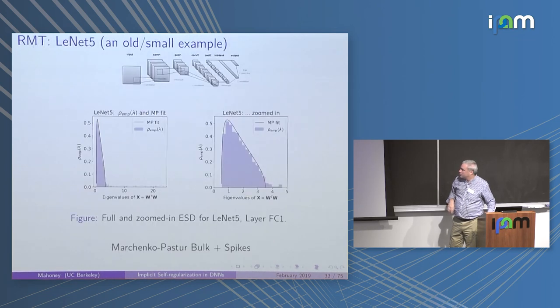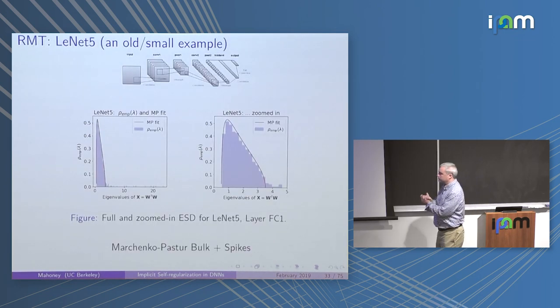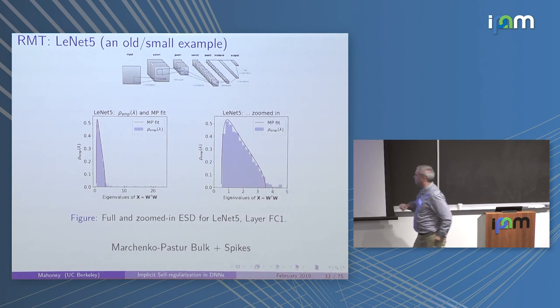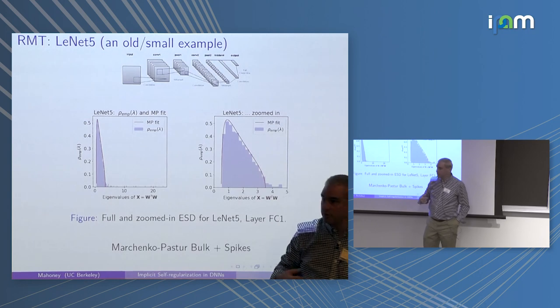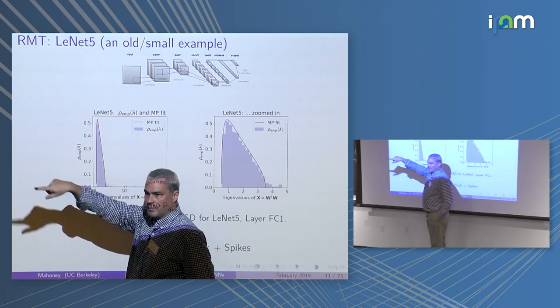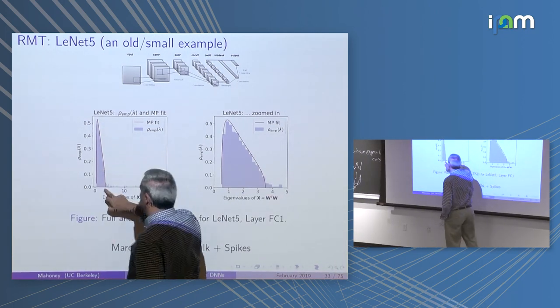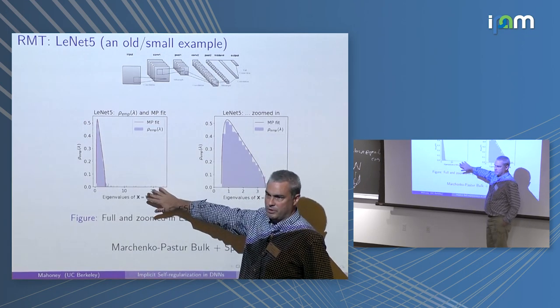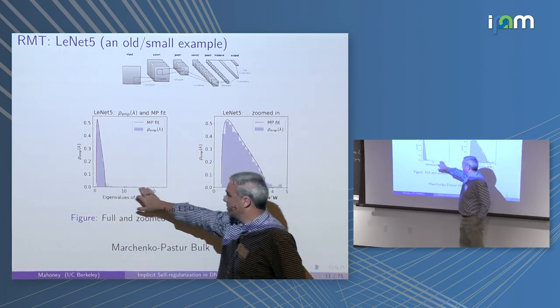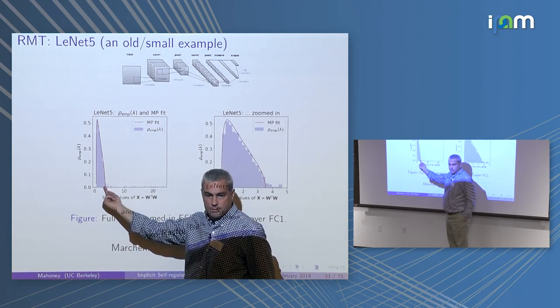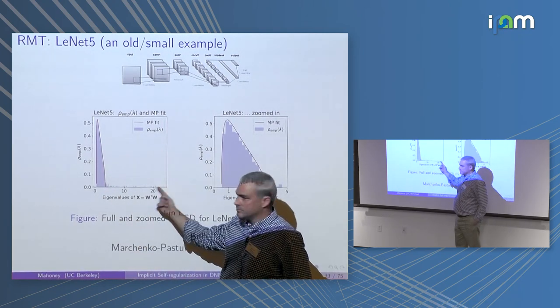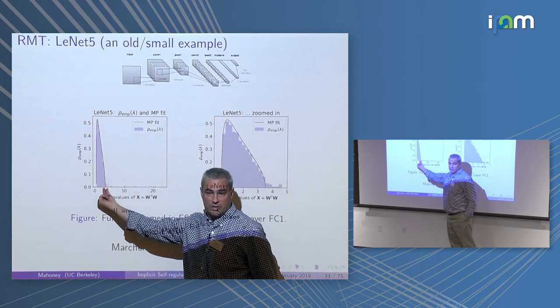Here's a table to illustrate some numbers that I'll be putting up in a second. LeNet 5, state-of-the-art 20 years ago. The red is going to be the best MP fit, the best Marchenko-Pastur fit. We now have it automated, then we didn't. This is a 512 by 1,000, whatever, matrix, the 10 eigenvectors. Should this one be in the bulk or not? I don't know. That one isn't. So the Tracy-Widom fluctuations are about that size scale.